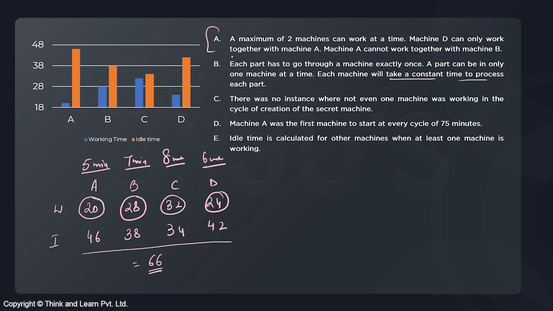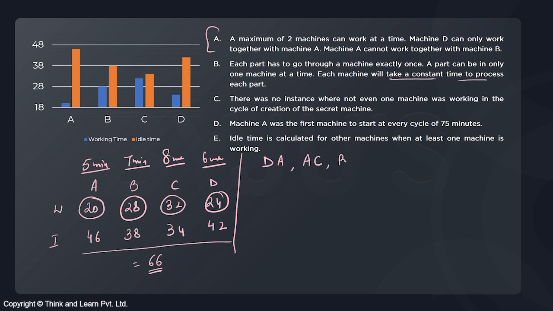Now we will talk about this. A maximum of 2 machines can work at a time. Which 2 machines can work at a time? Machine D can work only with A. So D can work with A. A cannot work with B. So A can work with C only.